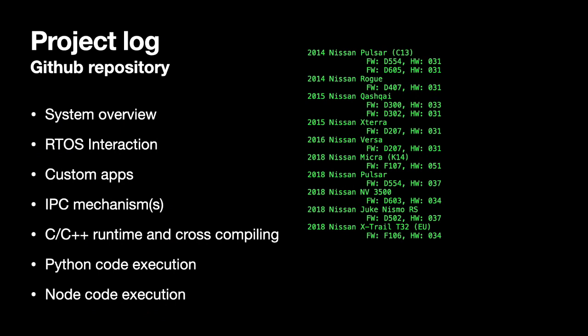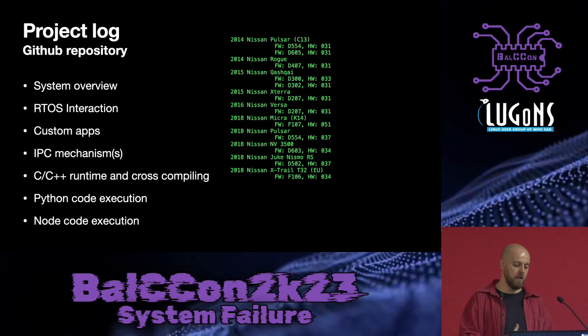I'm not going to go through too many steps about this project. There's an extensive project log with all the technical documentation on my GitHub repository that goes deep into the system overview, the RTOS interactions, how the RTOS works, how the custom applications work on this platform, the very important IPC mechanism, which we can use for writing extensions for this, how you can make your own C and C++ applications, Python code, and so on.